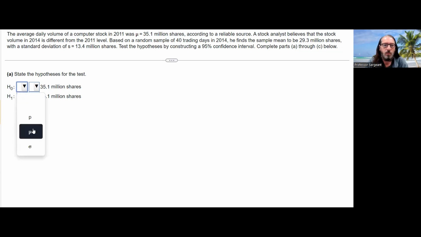So it's about mu in both of these. In the null hypothesis, it's always an equals. And since this is two-tailed, it's not equal in the alternative hypothesis, compared against the same number of 35.1 million shares.